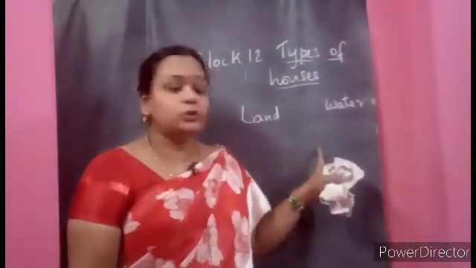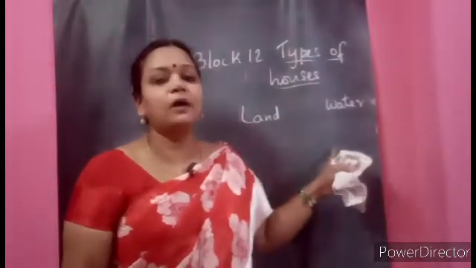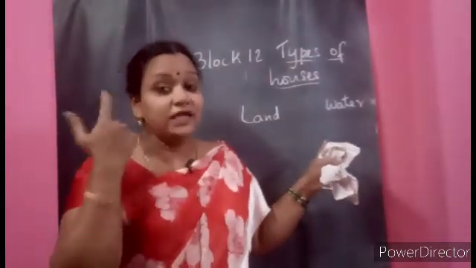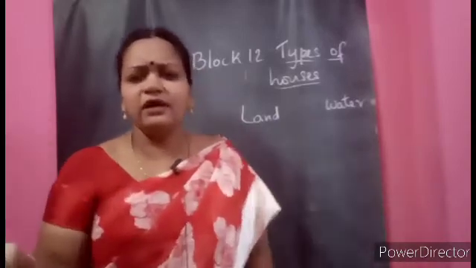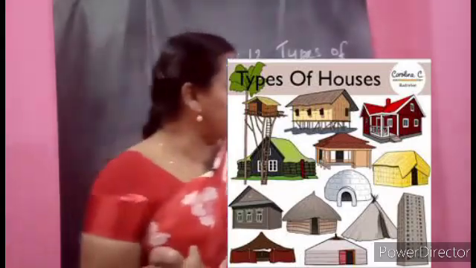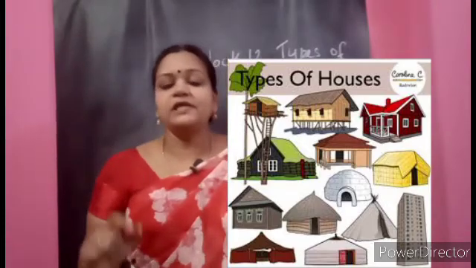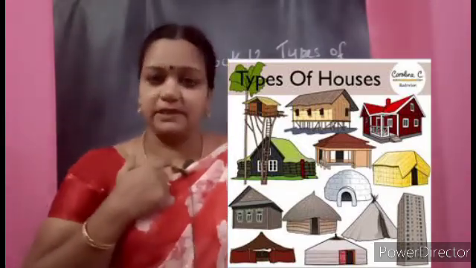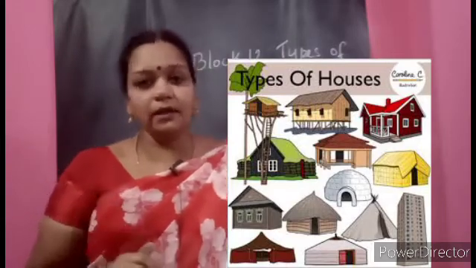Yes, there is a boathouse also, which is in the water. Most of the houses are on land, but some are also found in water. That is also one way they are different. You see the shape, everything, how they are different from each other. Why are they different? Because whenever we want to make a house, we look at the place where we are living and our necessity, what we need. So accordingly we make the houses.